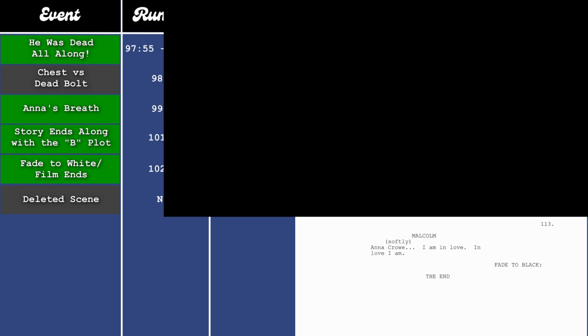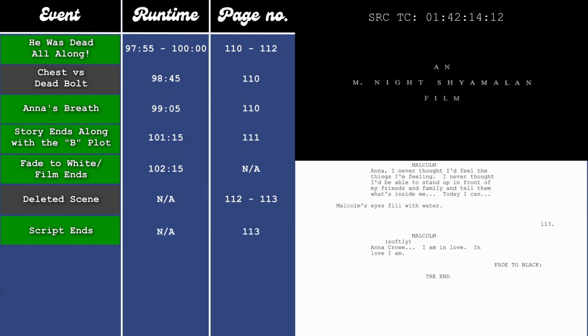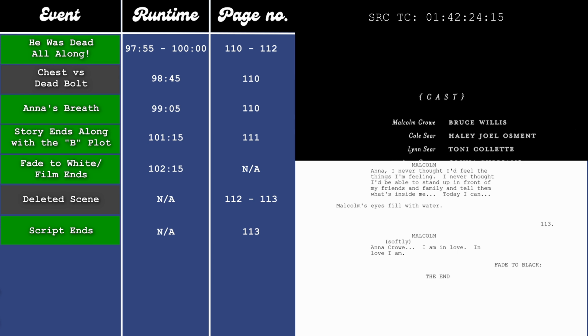And the script ends on page 113. M. Night Shyamalan said that they got rid of this ending because the fade to white ends on a happy note, whereas the extra section at the end with the wedding video ends on a bit of a downer. Like, I think it's more melancholic than happy.